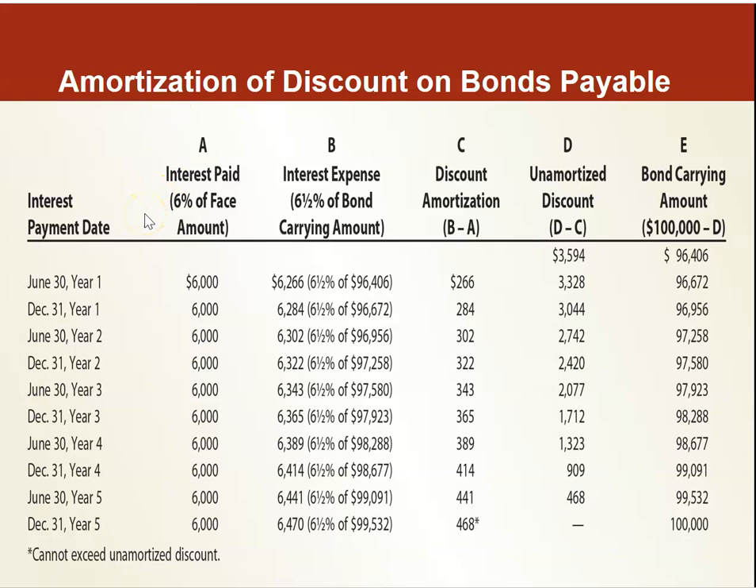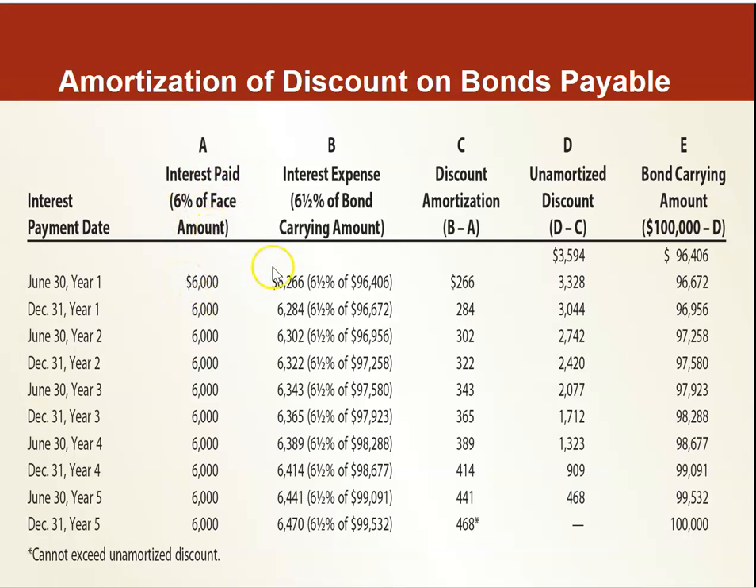So let's see what we have here. We've got some columns for our interest payment dates. Remember, we issued these bonds on January the 1st of year one. Column A, we have interest paid, what is actually being paid, 6% of the face amount, which is $6,000.